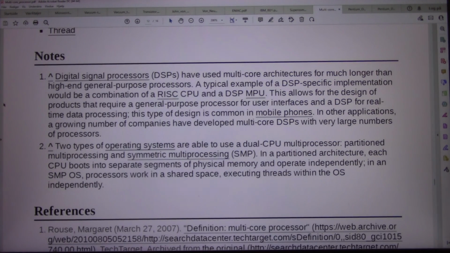Notes. 1. Digital signal processors, DSPs, have used multi-core architectures for much longer than high-end general-purpose processors. A typical example of a DSP-specific implementation would be a combination of a RISC CPU and a DSP MPU. This allows for the design of products that require a general-purpose processor for user interfaces and a DSP for real-time data processing. This type of design is common in mobile phones. In other applications, a growing number of companies have developed multi-core DSPs with very large numbers of processors.